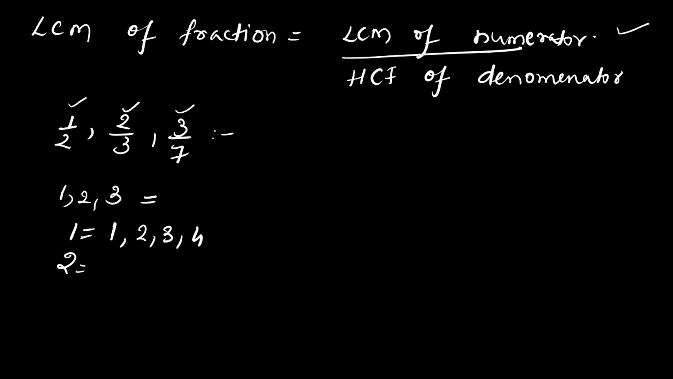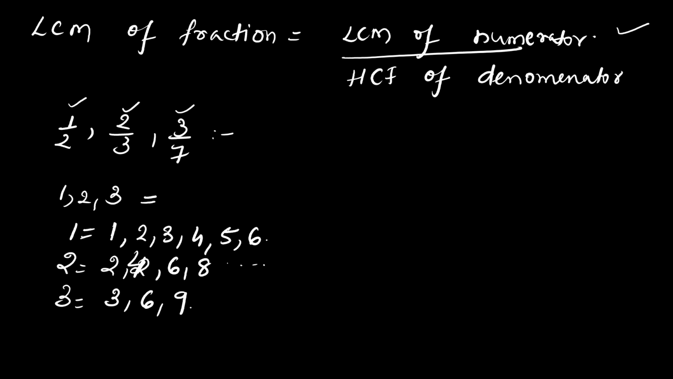Now multiples of 2 are 2 1s are 2, 2 2s are 4, 2 3s are 6, 2 4s are 8, etc. Now multiples of 3 are 3 1s are 3, 3 2s are 6, 3 3s are 9. Here see the common multiple. This is the least common multiple. Therefore, LCM of numerator is 6.